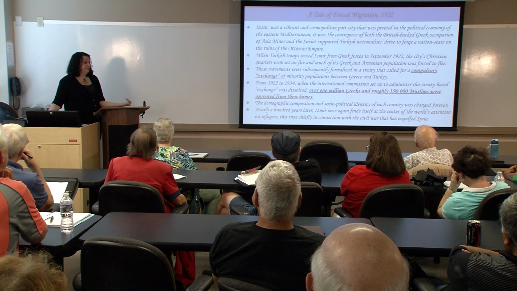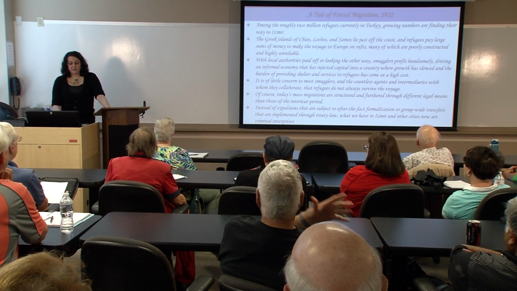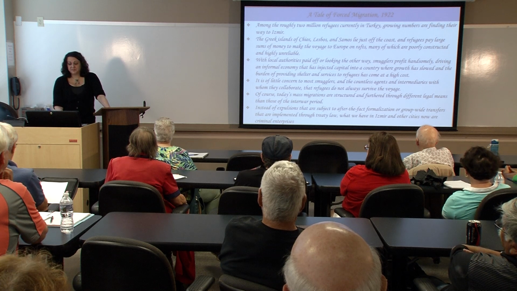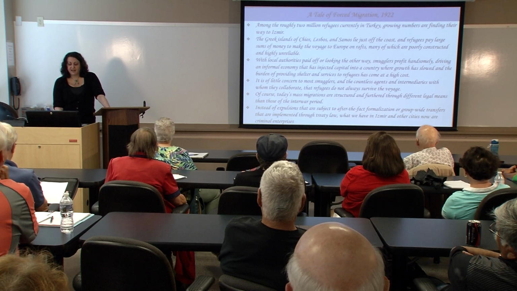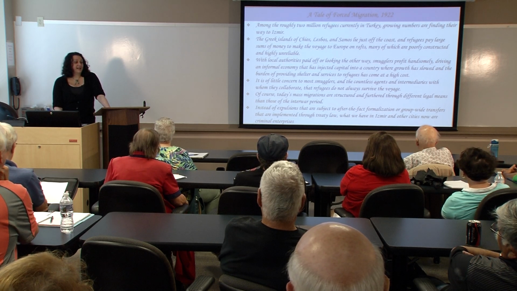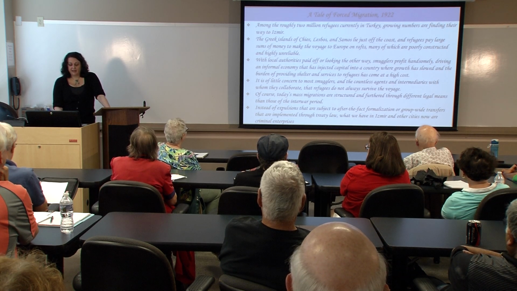wide transit of migrants. Except now it's not because of a forced exchange, but really a criminal enterprise where traffickers and smugglers use Izmir as a center point to bring people into Europe. The Greek islands of Chios, Lesbos, and Samos lie just off the coast of Izmir. Refugees pay large sums of money to make the voyage to Europe. They do it on rafts, many which are poorly constructed and are highly unreliable. Local authorities are usually paid off to look the other way.